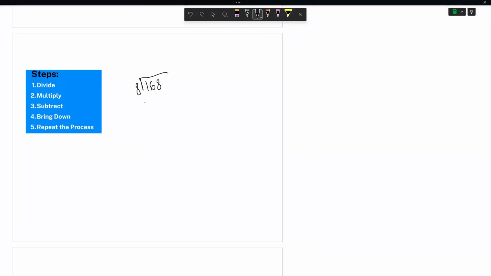So our step 1 is divide. How many times can 8 go in 16? It's 2. Then step 2, multiply. 2 times 8 is 16. Then is our step 3, subtract. So 16 minus 16 is 0.